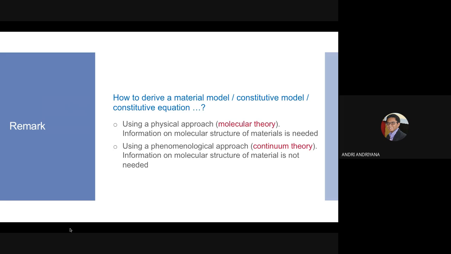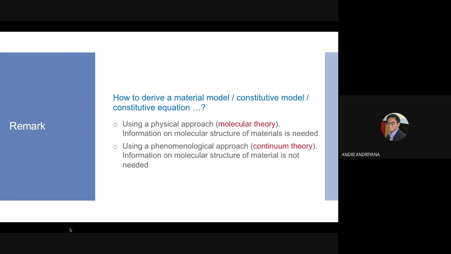How actually we can derive a materials model. I will use different terms for the same meaning: material model, constitutive model, constitutive equations. These are the same thing in this lecture, which refer to the equations to describe stress and strain. There are two ways we can derive a materials model.